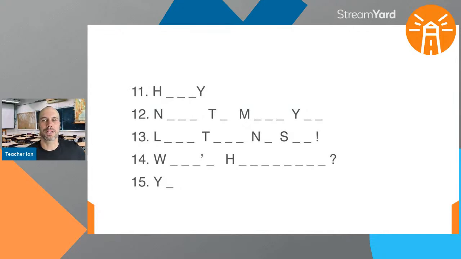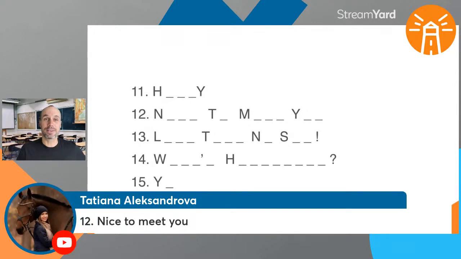All right, so a couple more seconds and then we'll see if we know these ones. All right, Tatiana is back with number 12. Nice to meet you. Yeah, so we say that really only one time to somebody, the first time we meet them. After that, we have to say nice to see you or nice to see you again.